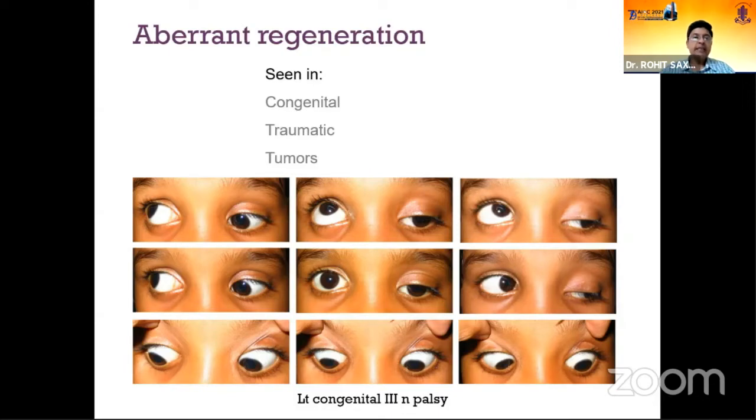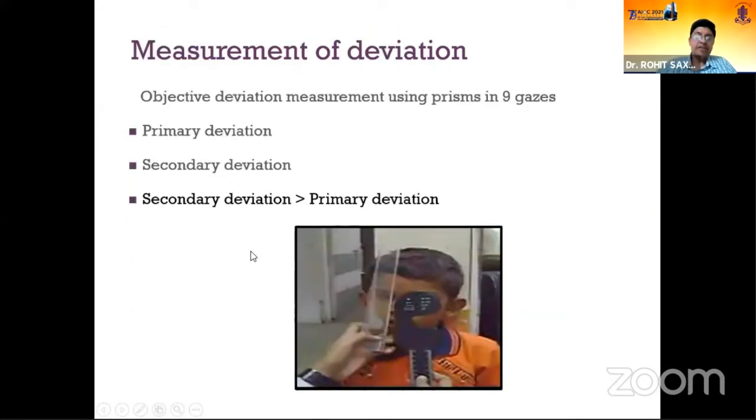It is commonly seen in congenital cases, in traumatic cases, and tumors. So it's important to remember that if you see aberrant innervation or aberrant regeneration in an acquired non-traumatic case, always rule out tumors. It's tumors unless proved otherwise. Like in this case, it also helps us in decision making and managing. So this was a case where you can see that when the eye adducts, you can see the lid retraction. So there are misfired fibers from the medial rectus going to the LPS, causing the aberrant innervation.